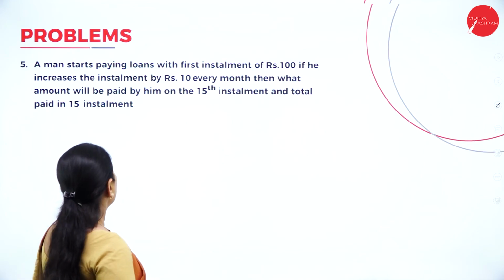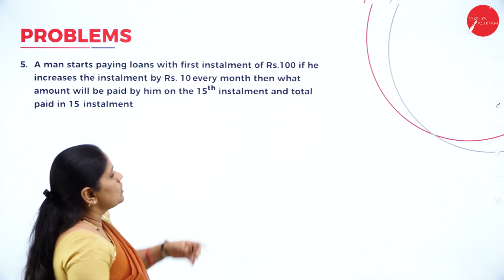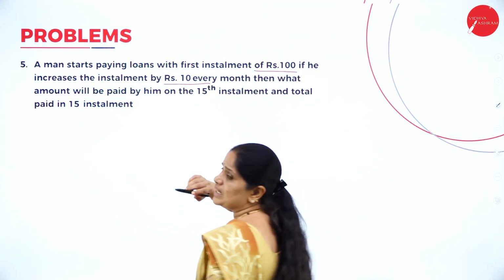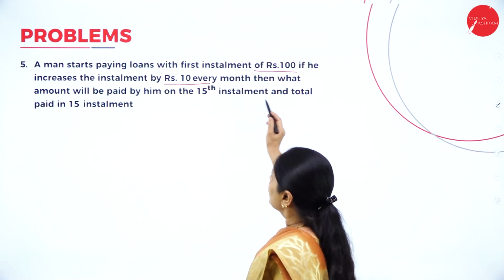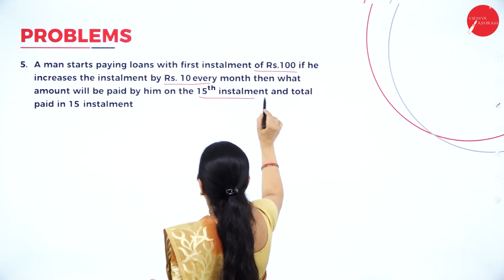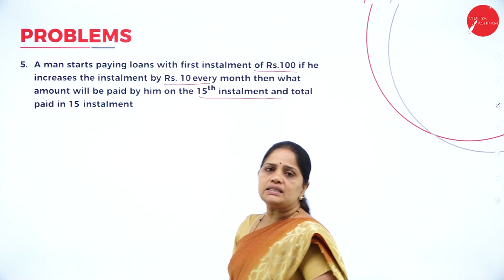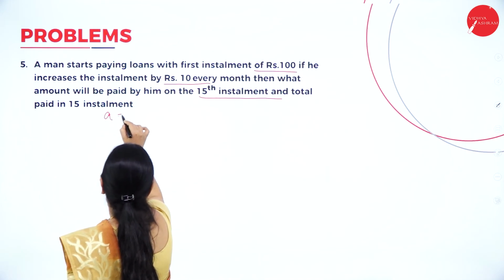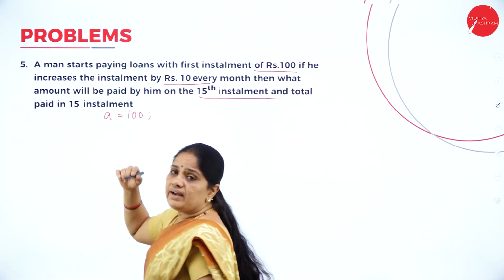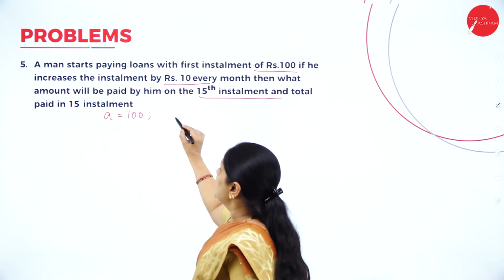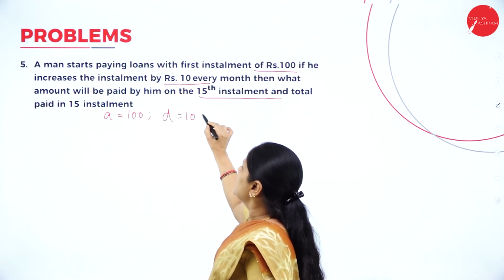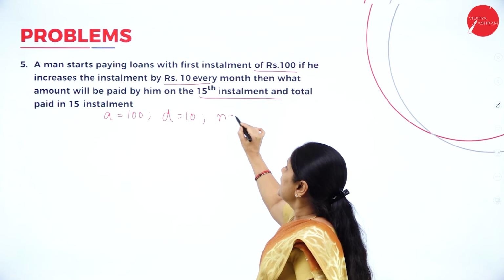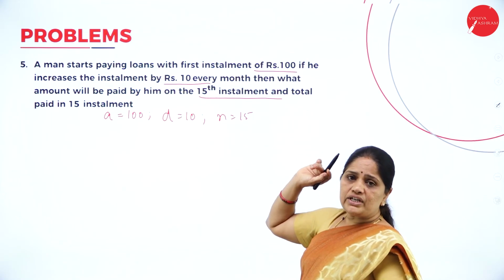Now the next problem here, a man starts paying loans with the first installment of rupees 100. If he increases the installment by rupees 10 every month, then what will be the amount paid by him on the 15th installment? So we have to identify what is A here. A equals 100. Now every month he is having an increment of 10 rupees. So D equals 10. So how many installments is he paying? He is paying 15 installments. So n equals 15. So can we do the problem? Yes.